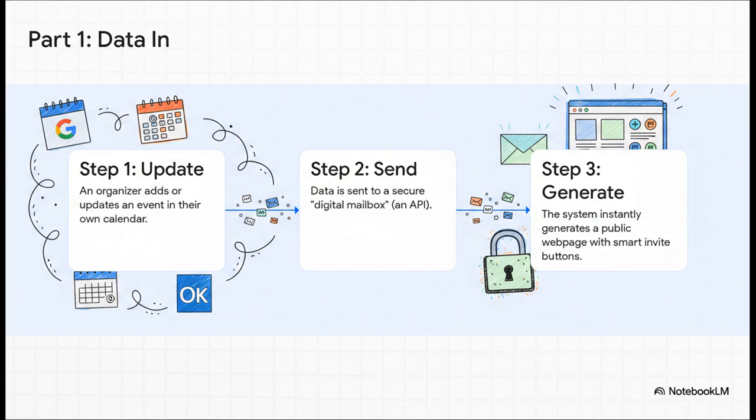Now, this is what's so brilliant for the organizer. They don't need to learn some new complicated system. They just add or change an event in their own calendar, Google, Outlook, whatever they already use. That single update is automatically zapped over to a secure digital mailbox, which then instantly builds or updates that public schedule page. Absolutely no extra work.